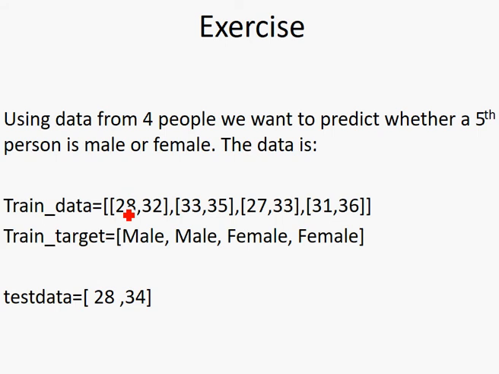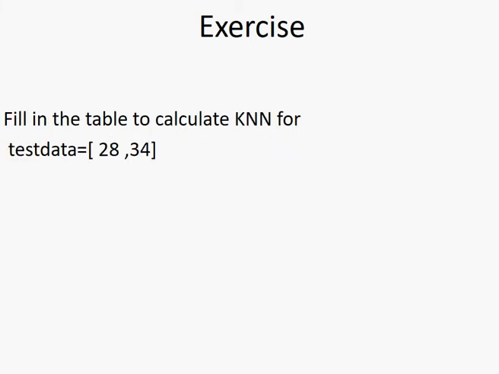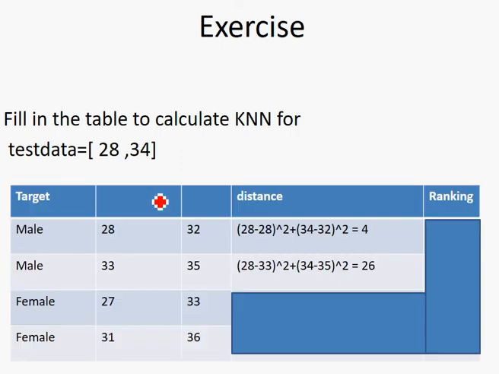The first point belongs to class male, the second one belongs to class male again, the third one is female, and the fourth one is female. And now we have a new person, and we take the measurements and we get 28 and 34, and we want our model to tell us if this person is male or female. To do this, we're going to fill in a table to calculate which one of the 4 training points are the closest nearest neighbors.